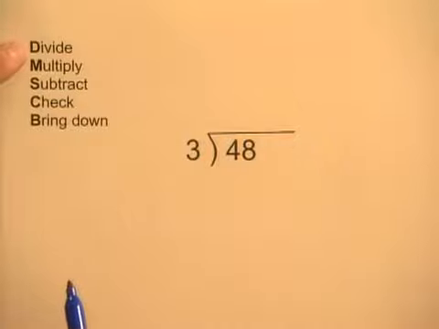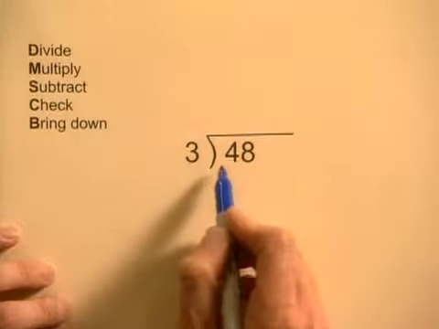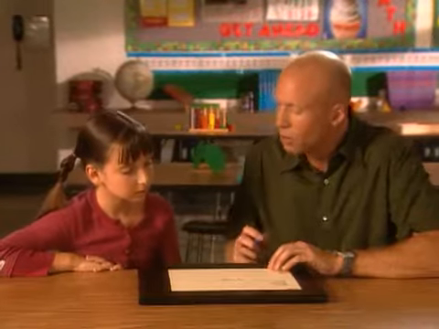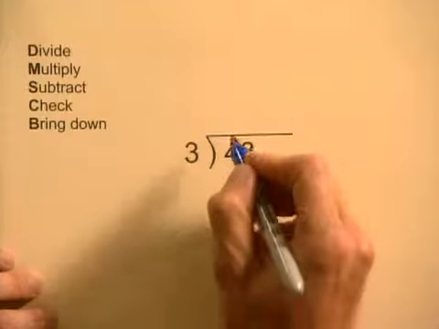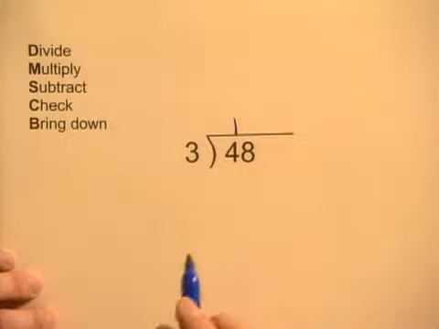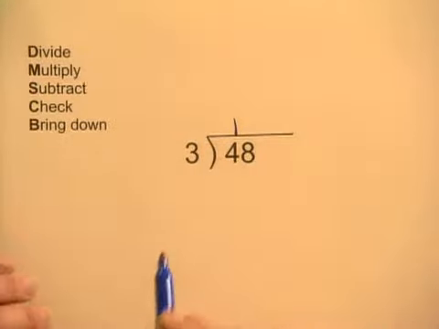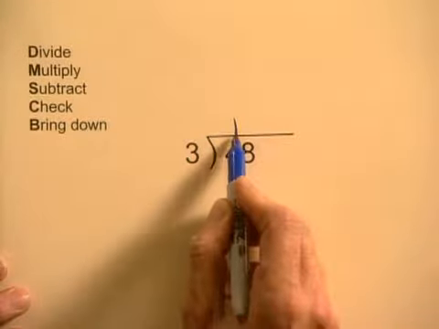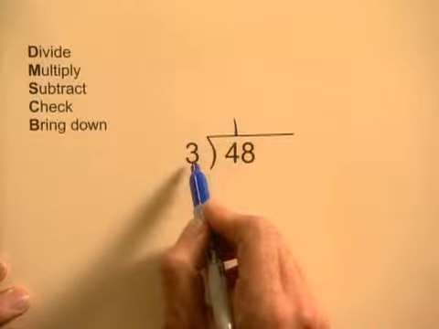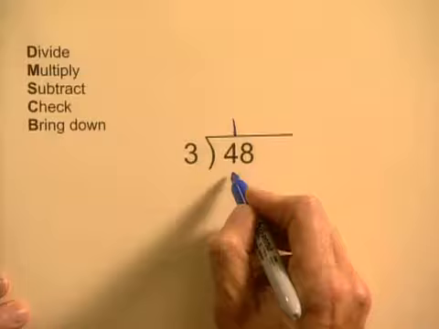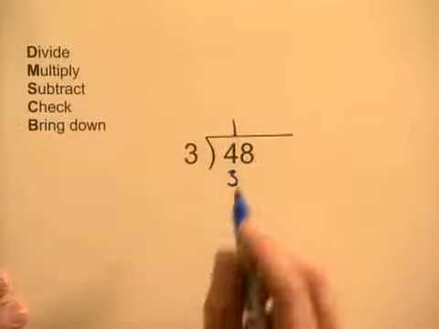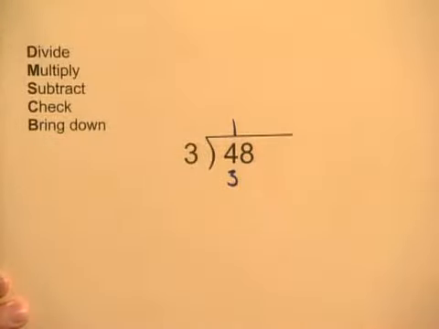Our first step, Does, D is for divide. We're going to divide 3 into 4, Grace. Does 3 go into 4? Yes, it does. How many times? 1 time. So I'm going to put a 1 up here for my quotient right above the 4. Now my next step is multiply, Grace. I'm going to multiply this number in my quotient times the divisor. What's 1 times 3? 3. Excellent. You remember so well. I'm going to put 3 under my 4. See how all those numbers are lined up?